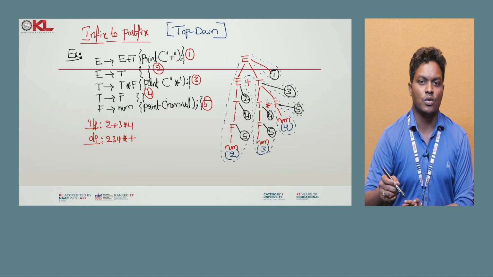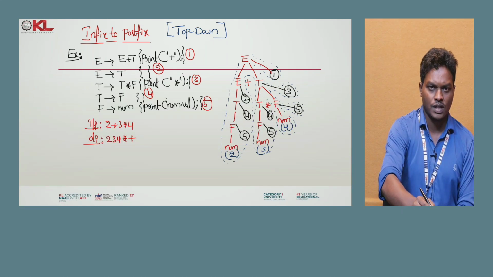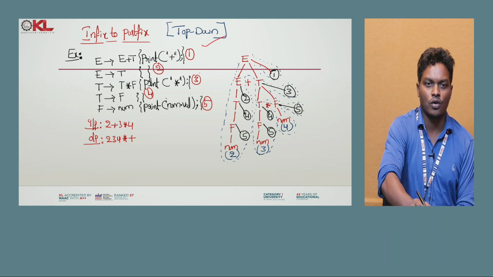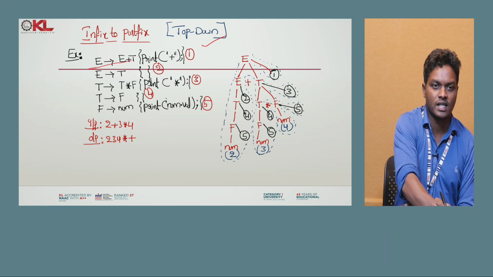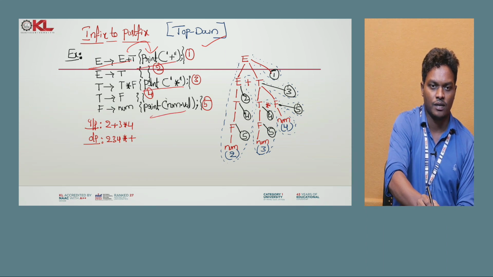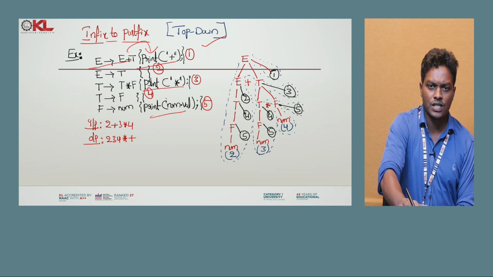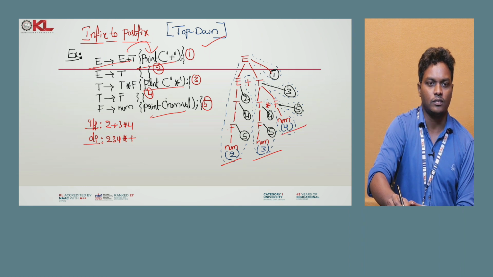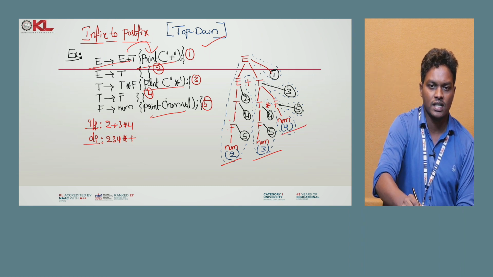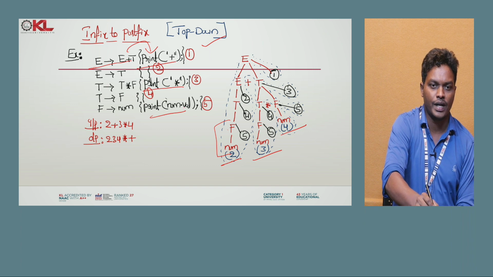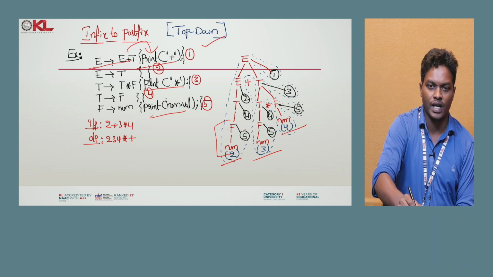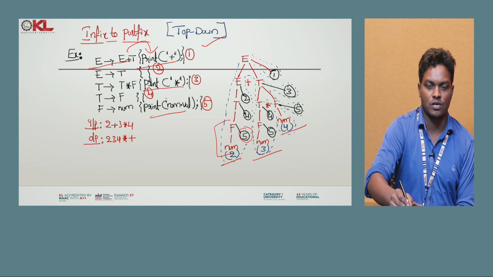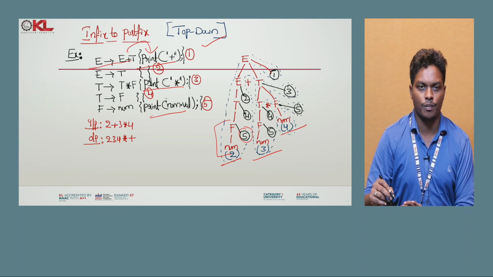Similarly, for infix to postfix notation, see here, top down approach. Whenever this production is executed, we have to print the particular production rules. Same, E tends to E plus T, all these things. So F tends to num, so num values we have taken 2, 3 and 4. If there is a production like F tends to num, it means print the num value, that is 5. So 5 we have written. And similarly all these things also. Okay, top down approach.